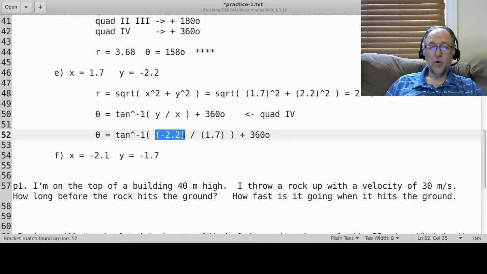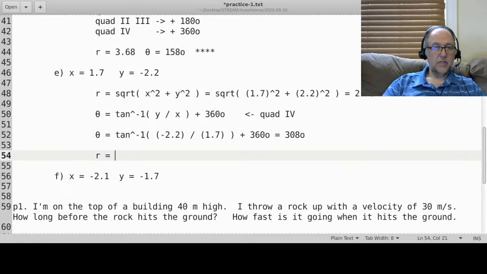Okay, so you take negative 2.2 divided by 1.7, get a number, and then take the inverse tangent of that entire number, and then plus 360, and that gives you, what does it give you? It gives you 308 degrees. 308 degrees, like that. Okay. And so the answer is R is equal to 2.78.